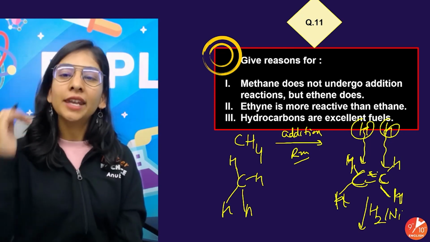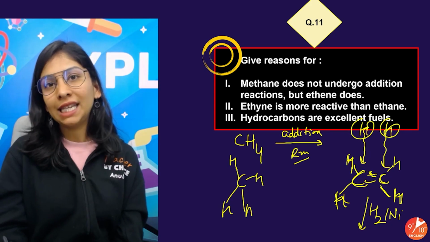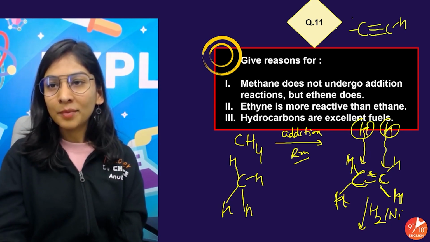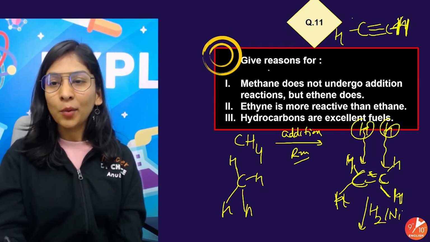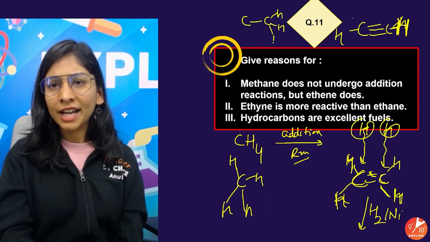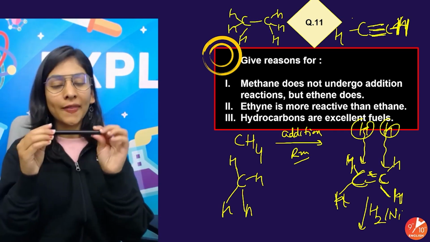Now, when I look at the next option, ethyne is more reactive than ethene. That's also a very important question. This is my ethene. This is my ethyne. I'm writing the open structure, which is going to help us. Why is ethyne more reactive? Because when we have a single bond, that's pretty fine.